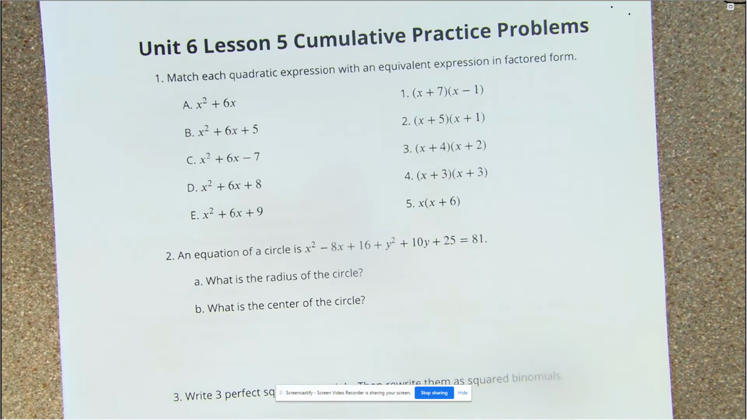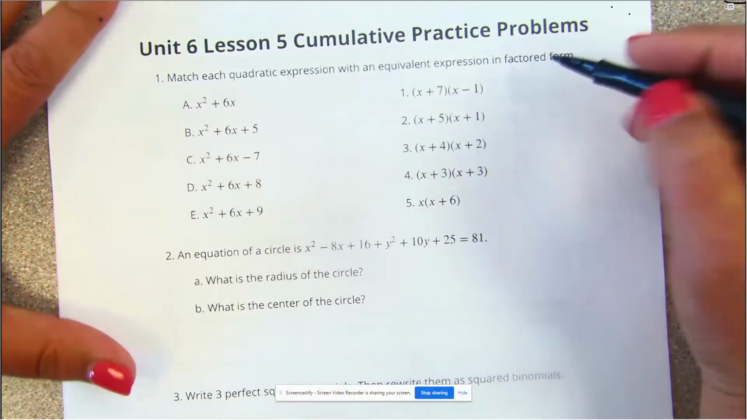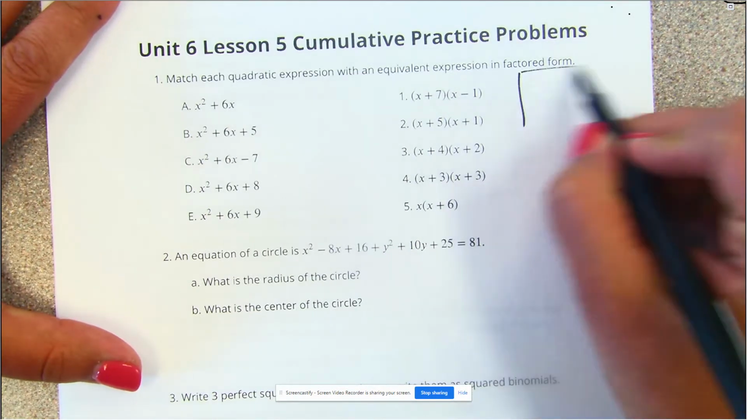Hi everybody, it's Miss Austin and I'm going to be doing the Unit 6 Lesson 5 practice problems. First one, it says match each quadratic with an equivalent expression in factored form. I'm going to go from factored to this, and I'm going to use that box that we've been talking about.